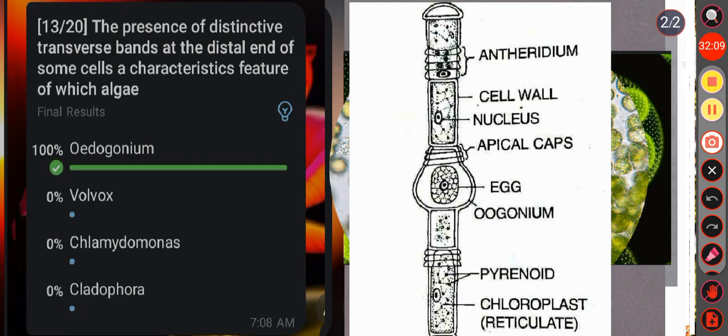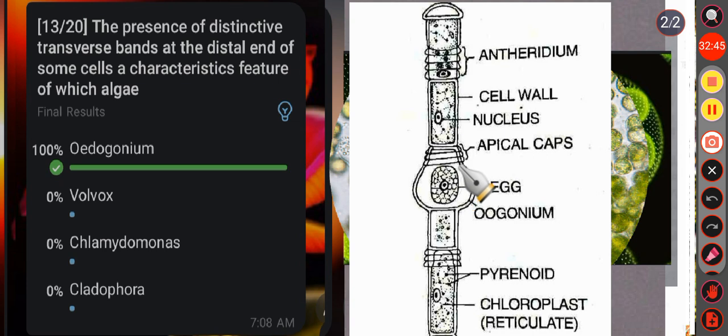Okay. Then next question, the presence of distinctive transverse bands at the distal end of some cells, a characteristic feature of which algae? Option A, Oedogonium, option B, Volvox, option C, Chlamydomonas, option D, Cladophora. Here the correct answer is option A, that is Oedogonium. A characteristic feature of Oedogonium is the presence of distinctive transverse bands at the distal end of some cells.